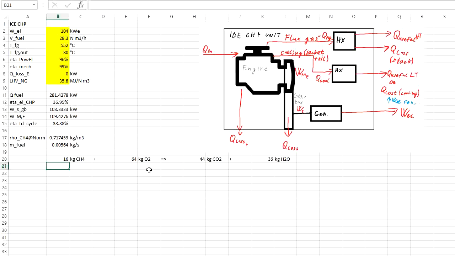Now, if we want to get the values per 1 kilogram of fuel, 1 kilogram of fuel would need to be combined with 64 divided by 16 kilograms of oxygen, and we would get 44 divided by 16. Again, we have it calculated with respect to a kilogram of methane, so 2.75 kilograms of CO2 and 2.25 kilograms of water. We can also check that the reactants are the same as the products regarding the weight. So here we have 80 and 80, here we have 5 and 5.